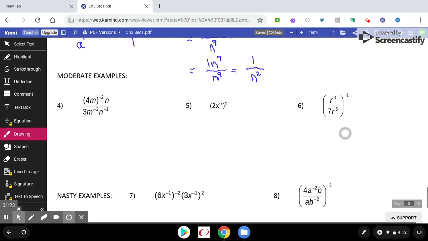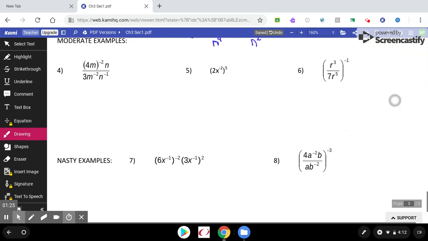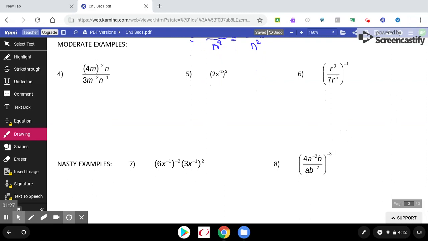All right, so I wrote moderate examples here, as in they're not easy, but they're not too tough. Let's see if you agree. If you look at that first problem, it's kind of a mess. So I still think you're better off doing this. I see a 4m that's being raised to a negative power. So I moved it down to the bottom. Now that n that's up on top there is not being raised to a negative power. It's going to stay. I'm going to write the exponent of 1.